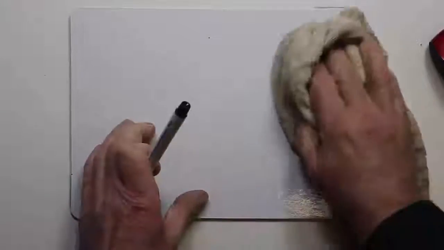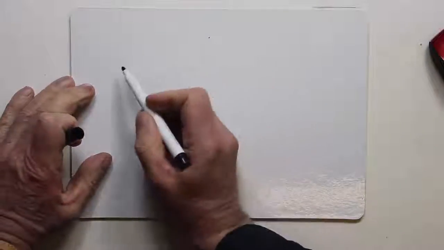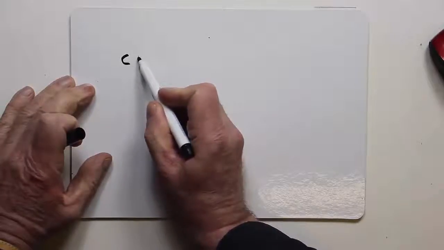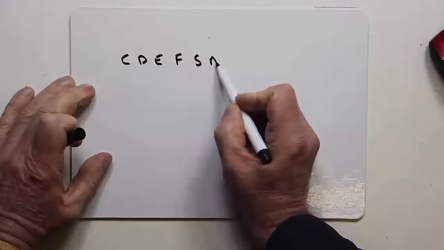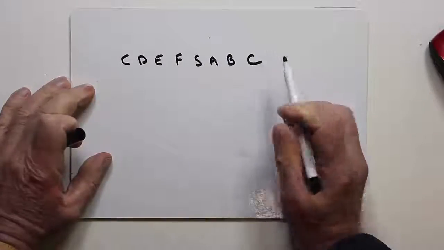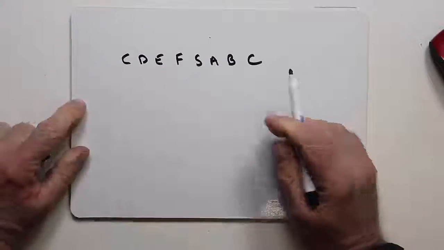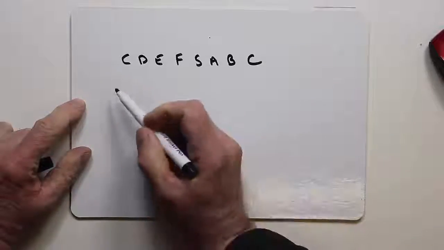What's happening? Let me think. I'm going to write this down. So we'll just talk about scale degree activity now. I'll start off with major scales. So C, D, E, F, G, A, B, C. Obviously this is the same thing for all major scales.